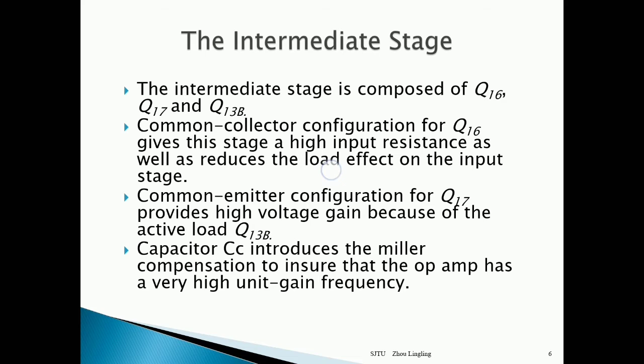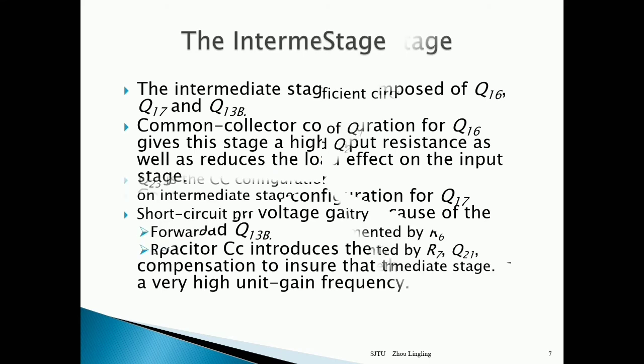Practically, the intermediate stage is not a single stage amplifier but a chain of cascaded amplifiers, called a multi-stage amplifier. This is the intermediate stage. It is composed of the transistors Q16, Q17, and Q13B. Q16 is a common collector configuration and Q17 is a common emitter configuration. It provides high voltage gain because of the active load Q13B. The capacitor CC introduces Miller compensation to ensure that the operational amplifier has a high unity gain frequency.